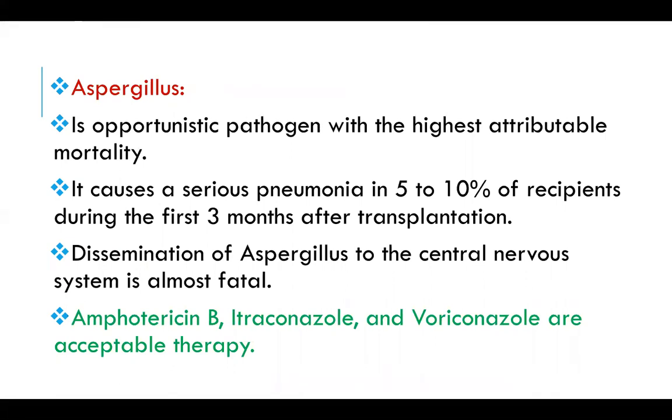Aspergillus is the opportunistic pathogen with the highest attributable mortality. It causes serious pneumonia in 5 to 10% of recipients during the first 3 months after transplantation. Dissemination of Aspergillus to the central nervous system is almost always fatal. Amphotericin B, itraconazole and voriconazole are acceptable therapy.